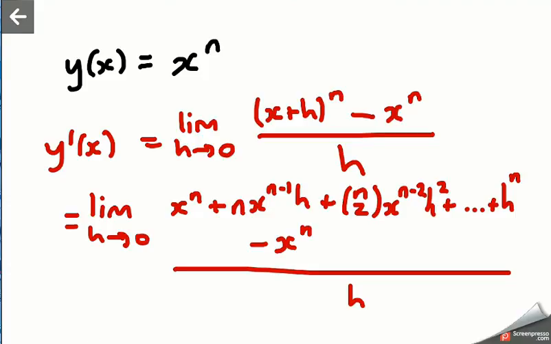So, well, first of all, we can see that these x to the power of n's cancel. And the point is that actually every other term along here, all of these terms, they all have a power of h that is greater than or equal to 2. They all have a power of h that's greater than or equal to 2. So let's go ahead and divide this out.